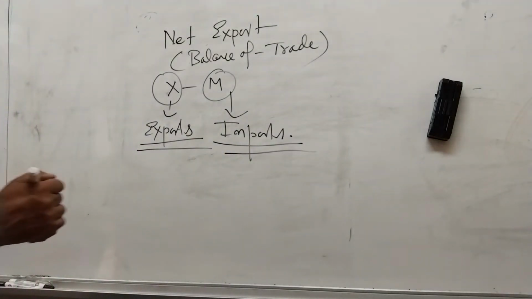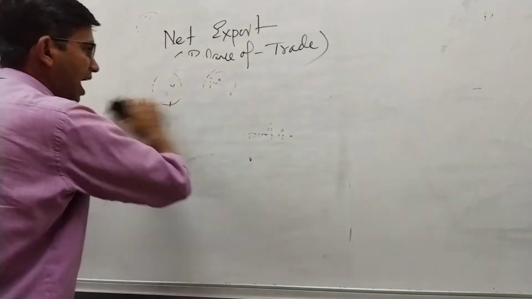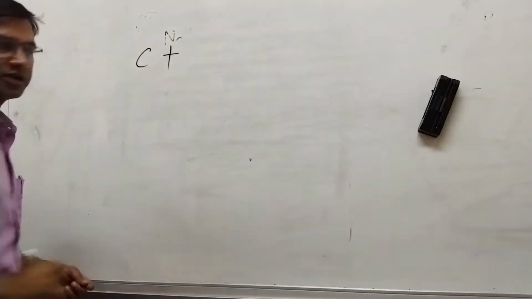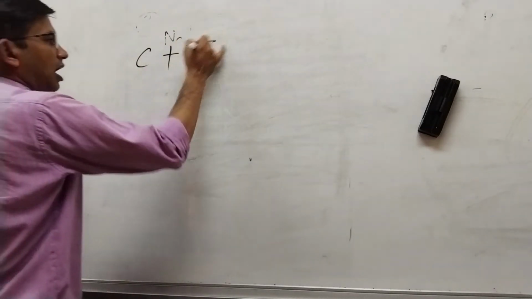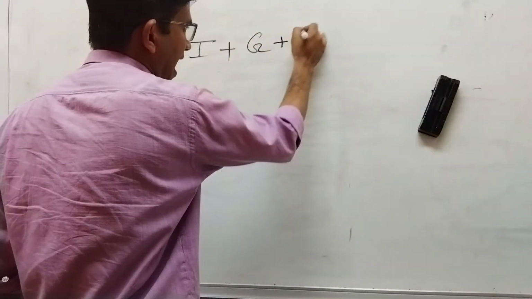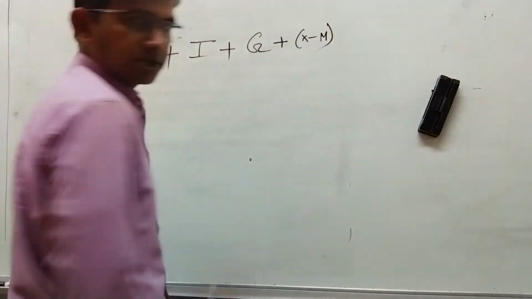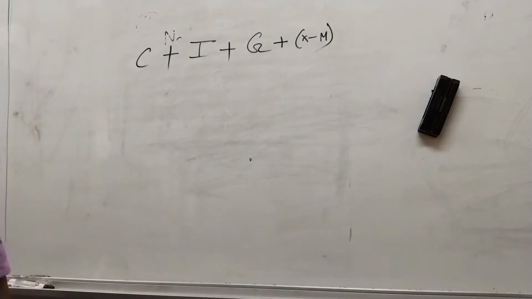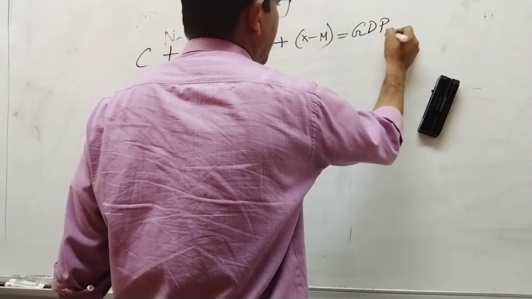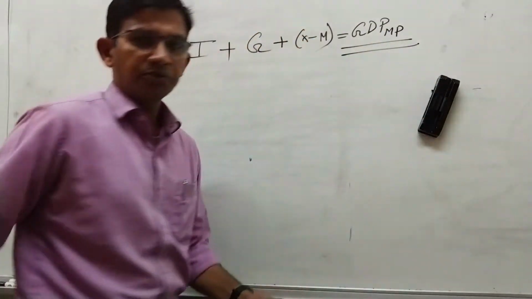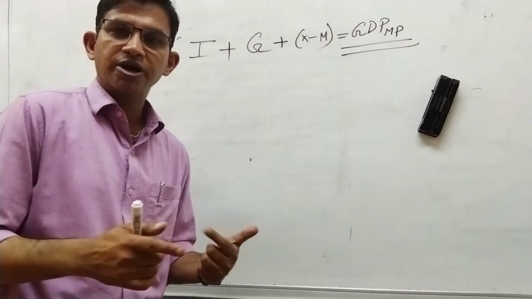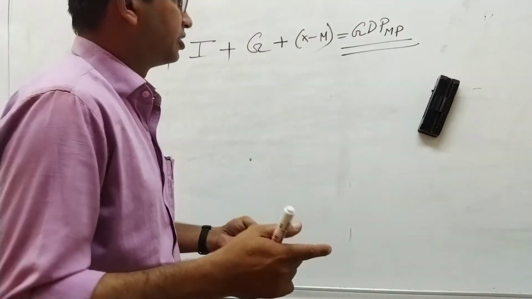So if we add the four components, that means C, which stands for private consumption, I, which stands for private investment, G, which stands for public expenditure, and X minus M, which stands for net export, we get GDP-MP. So what is the definition of GDP-MP? The value of goods and services produced within the domestic boundary of a country in a particular time period.